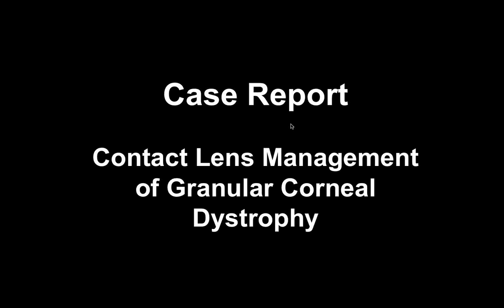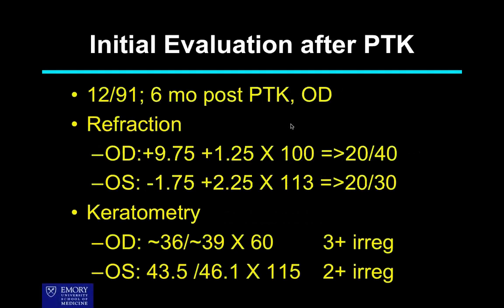Now, moving along here. This is a case that actually spans many, many years. A patient with granular corneal dystrophy, whom I first saw in 1991 when she was 6 months post-therapeutic PTK on the right eye. This is when the excimer was just coming out. And if you look here at the refraction, the patient has an aphakic type of refraction now. There's so much cornea removed that they now require an aphakic type of refraction.